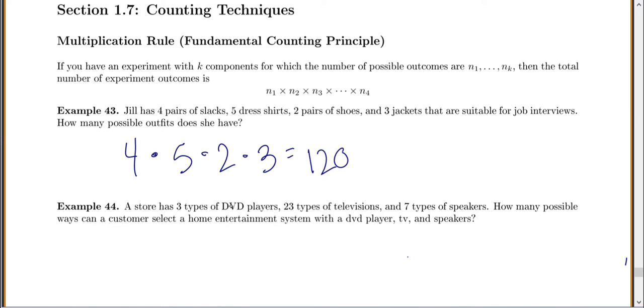A store has 3 types of DVD players, 23 types of televisions, and 7 types of speakers. How many possible ways can a customer select a home entertainment system with a DVD player, TV, and speakers? Well, first I need a DVD player, so that's 3 options. Then I need a TV, that's 23 options. And then I need speakers, and there are 7 options. So if you put all those together, you have 483 different sets of options.